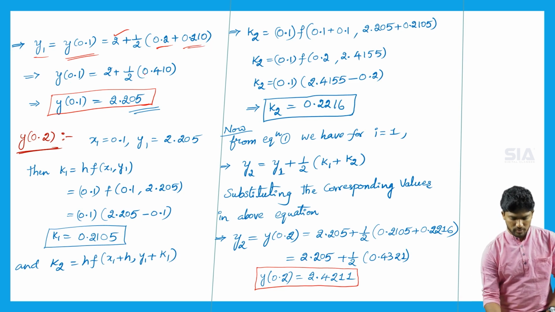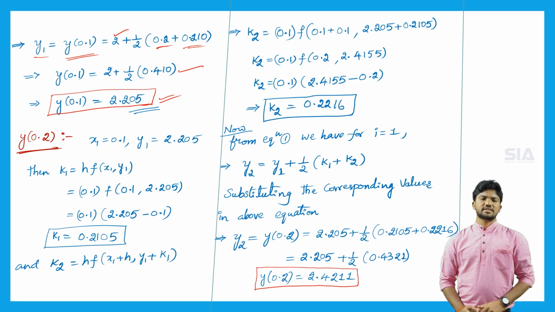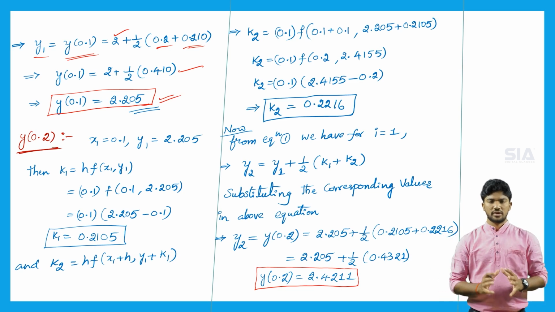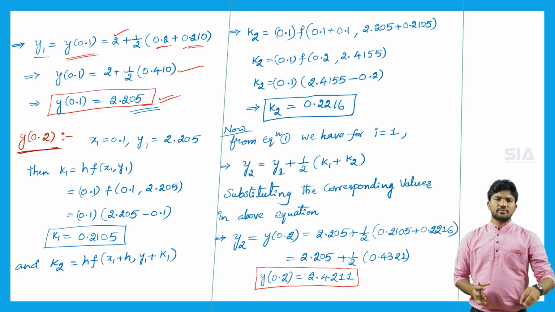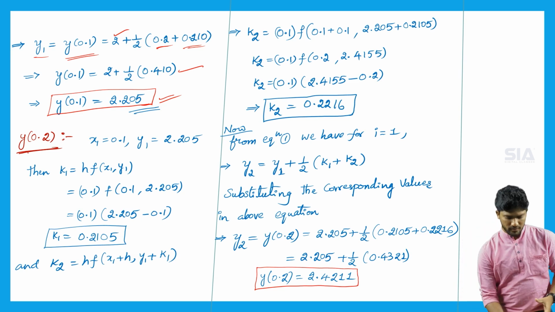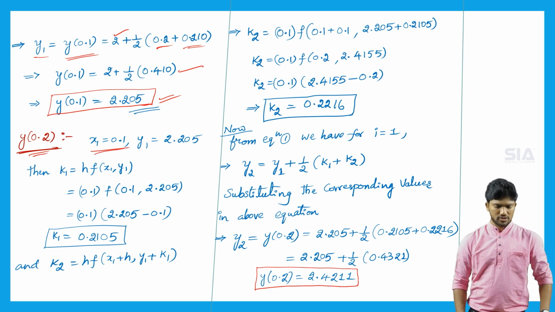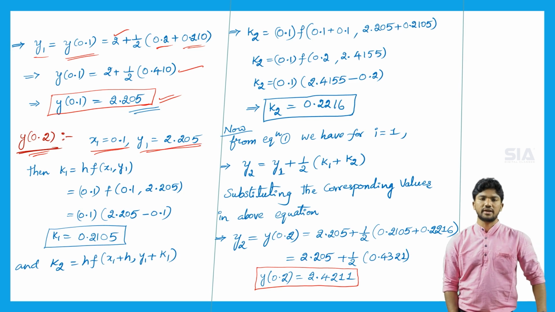So therefore y of 0.1 is equal to 2.205. Okay, so in this format we can find the value of y using the Runge Kutta second order method. Similarly, for y of 0.2, here x1 is equal to 0.1 and y1, we already derived that y1 is equal to 2.205.